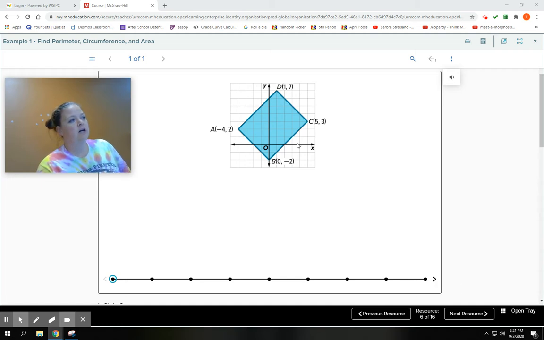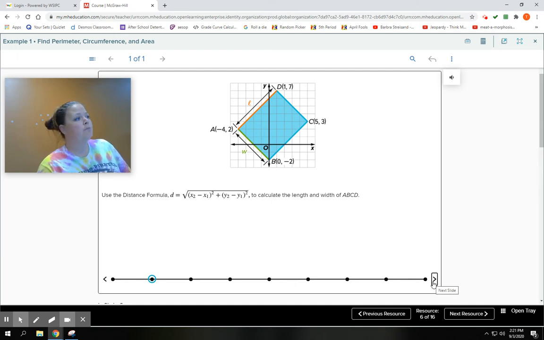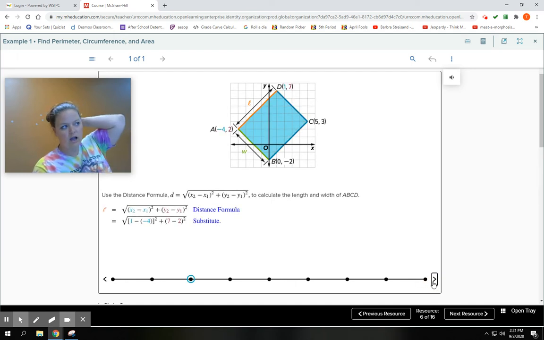And so we've got points at 1, 7, 5, 3, 0, -2, and -4, 2. So we know that we've got a length going along this way and a width going along this way. So we're going to use the distance formula to find out what those lengths, those widths are, how far apart they are.